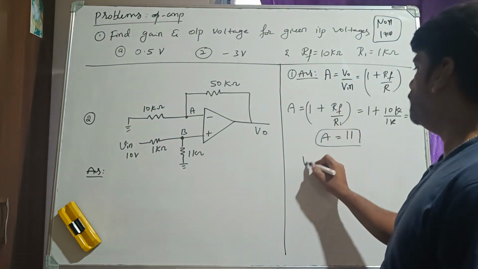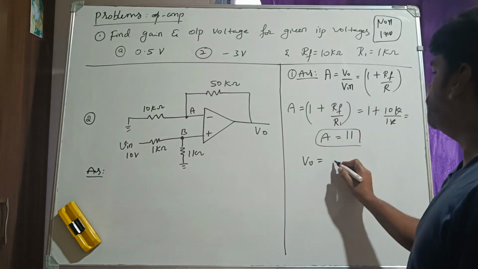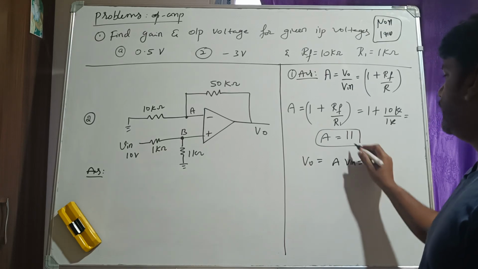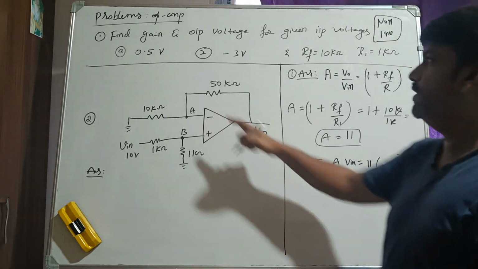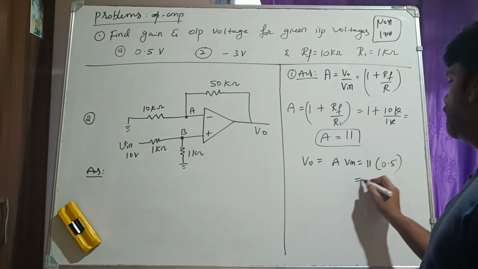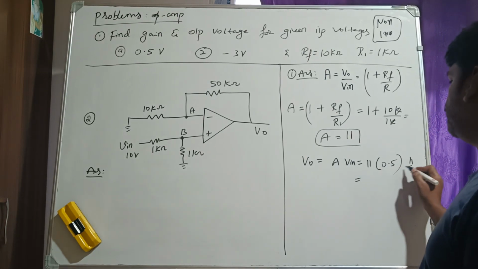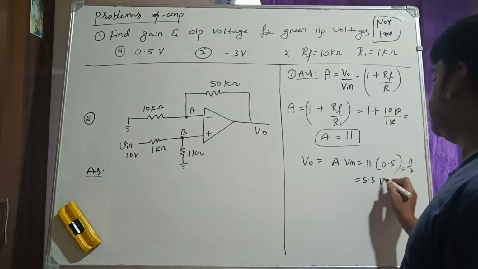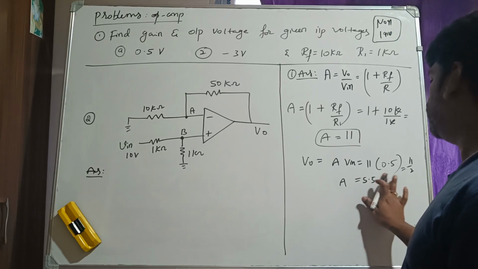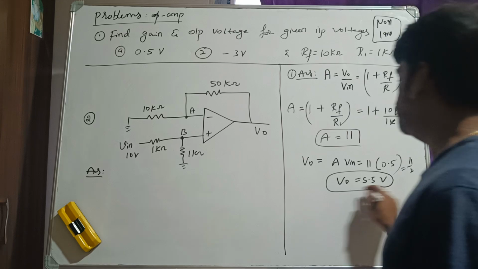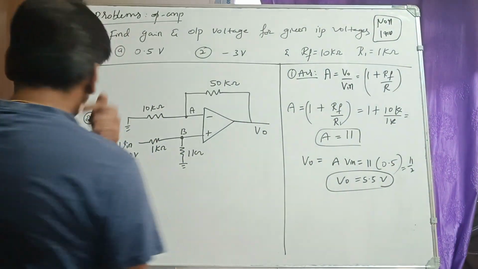So how to calculate output voltage? Same expression: output is equal to gain into input. What is gain? 11. What is the input? Input is given, 0.5 volts. 0.5 means half. So what is 11 by half? Sorry, 11 by 2. 11 by 2 is 5.5. Sorry, output voltage is 5.5 volts. This is the answer, right? So a very simple question.